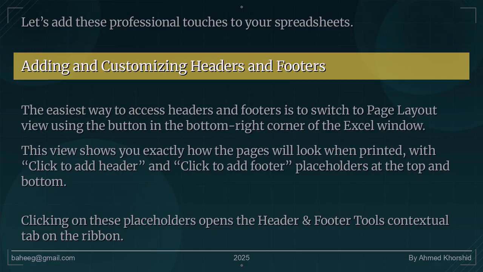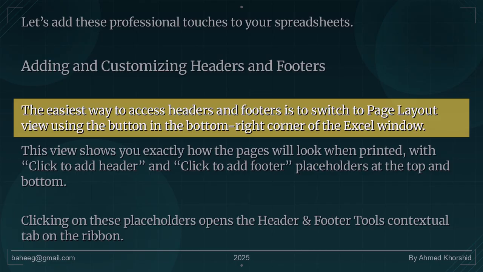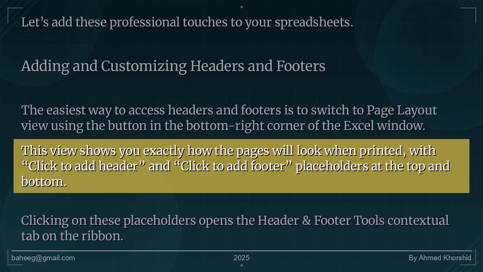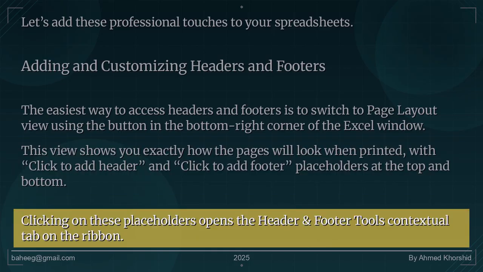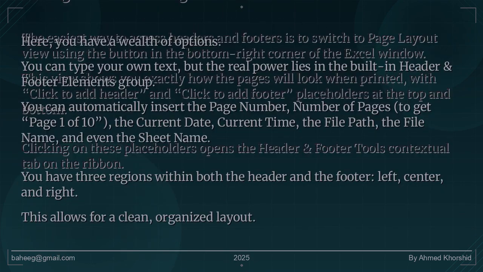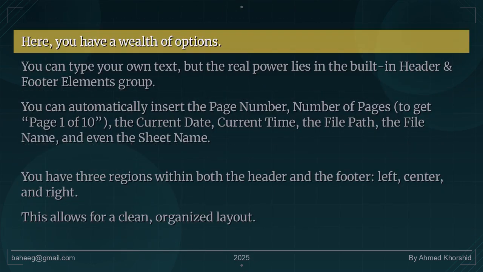Adding and customizing headers and footers. The easiest way to access headers and footers is to switch to Page Layout View using the button in the bottom right corner of the Excel window. This view shows you exactly how the pages will look when printed, with Click to Add Header and Click to Add Footer placeholders at the top and bottom. Clicking on these placeholders opens the Header and Footer Tools contextual tab on the ribbon. Here, you have a wealth of options.